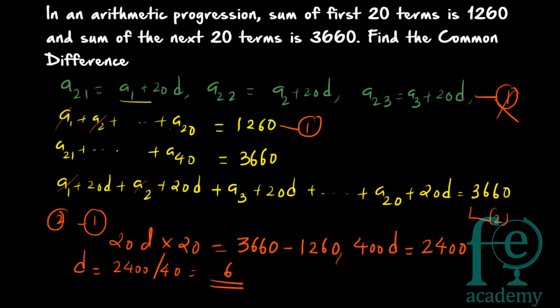So this was based on the formula for the nth term of an arithmetic progression, an is equal to a plus n minus 1 into d. We just rewrote the second series a21 plus a22 plus up to a40. That means the 21st to 40th terms are rewritten in terms of the first 20 terms. a1, a2, a3 up to a20 represent the first 20 terms of the series, and a21, a22, a23, a24 up to a40 represent the next 20 terms. So the second 20 terms are rewritten in terms of the first 20 terms. Then we can easily find the common difference.